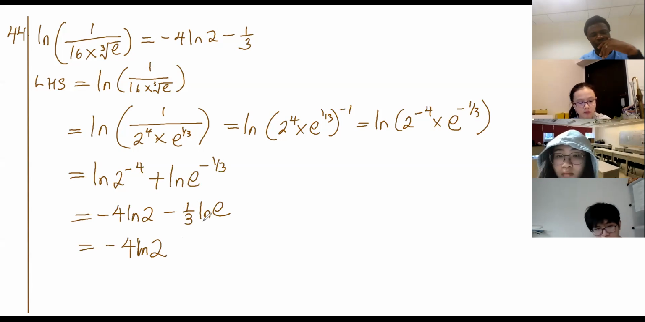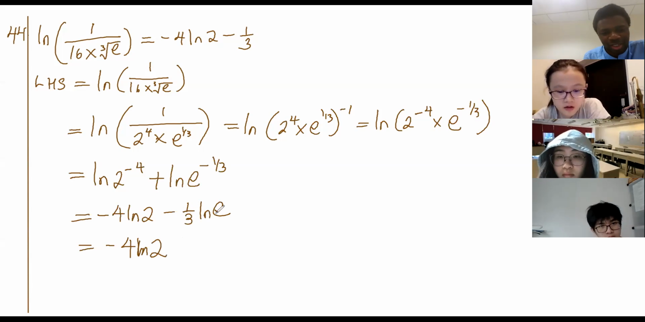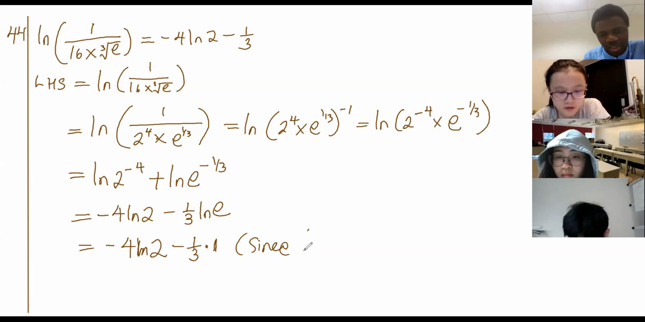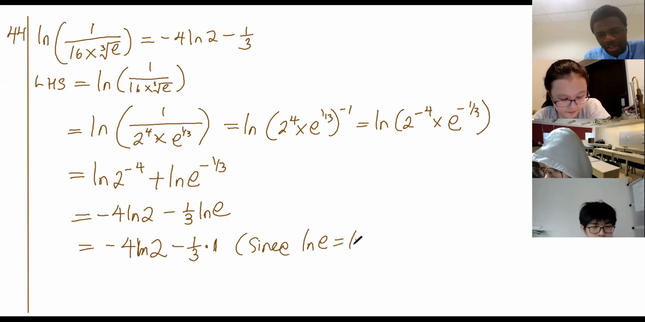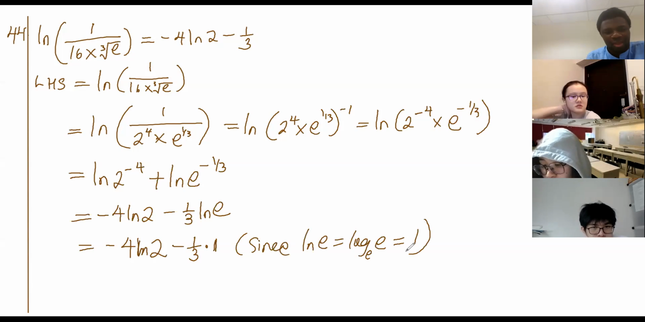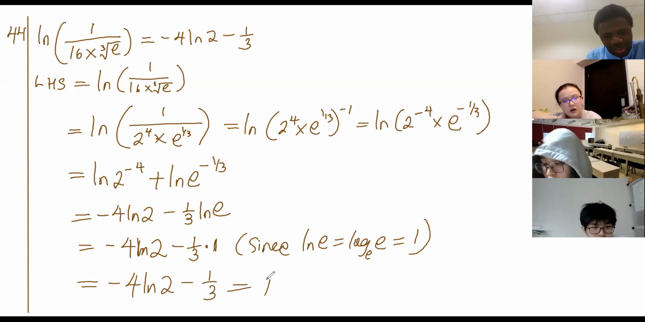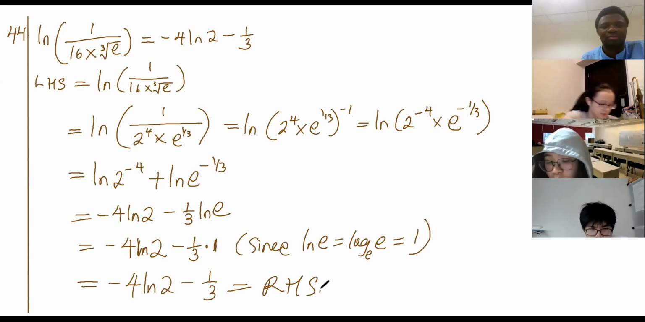So how do I do with this one? And that's log e, so it's just 1. So that's 1. Remember, that's times 1, since ln e means log e, which is 1. So that's it. Thank you, Justin. So ln 2 minus 1/3, and that is the right hand side.